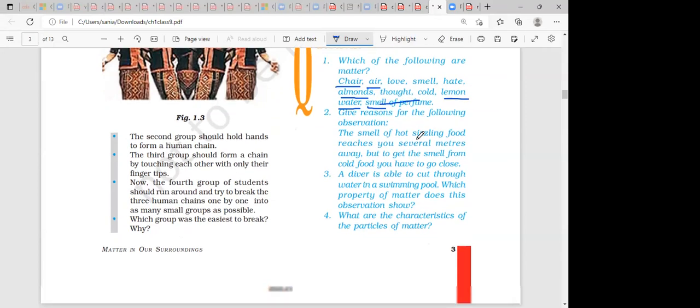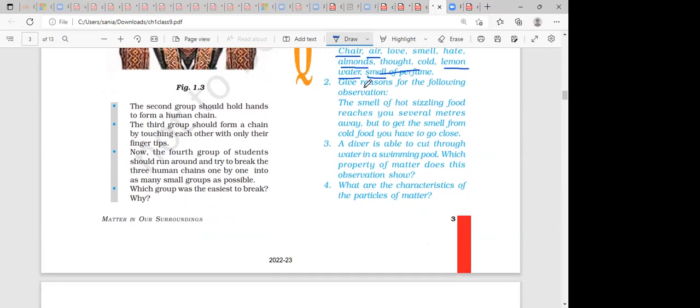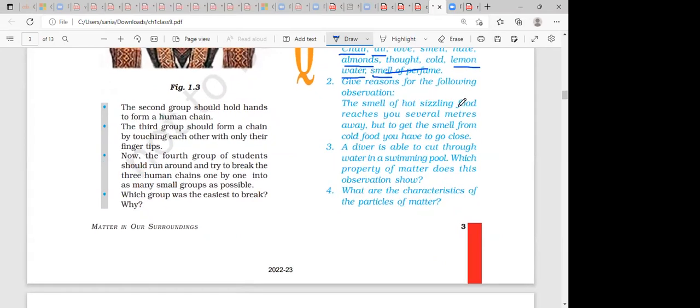Now, second one: give reason for the following observation. The smell of hot sizzling food reaches you several meters away, but to get the smell from cold food, you have to go close. So, anyone?